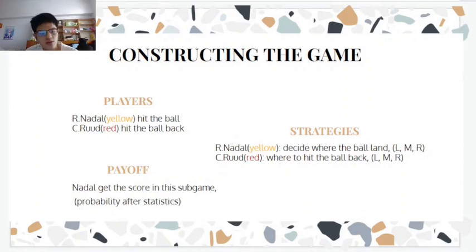Thanks, Yongtian. To analyze, we need to construct the game. We can't analyze the whole game because it's too complex and needs a lot of data. So we only consider the situation where the dog hits the ball to Root. Player 1, the dog, decides where the ball lands, and Root decides where to hit the ball. The payoff is the probability that the dog gets the score. So it is a min-max game, because the dog will maximize the payoff and Root will minimize it.